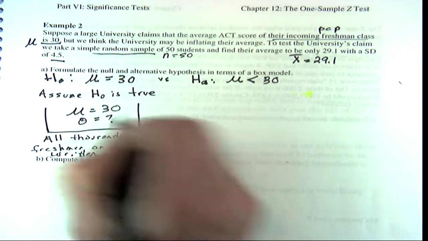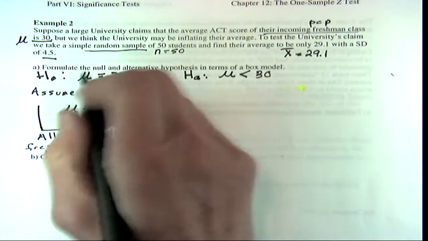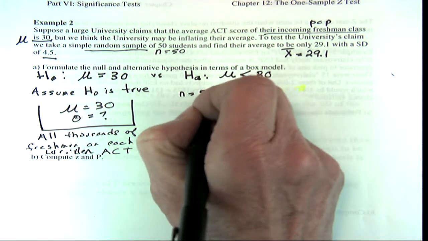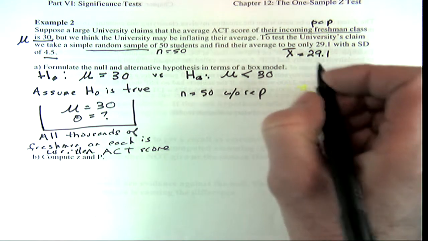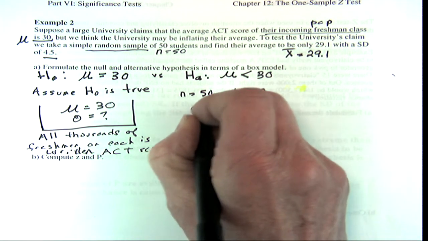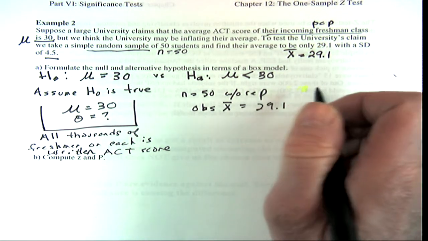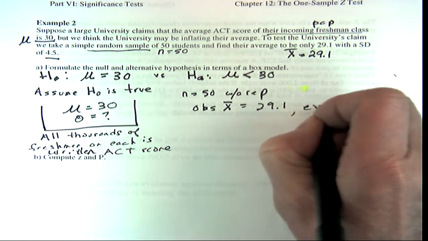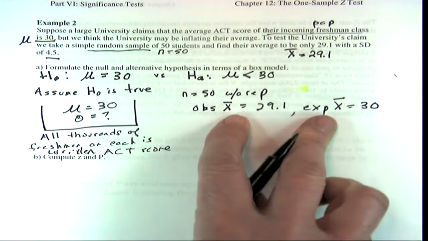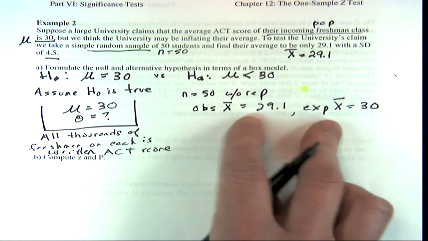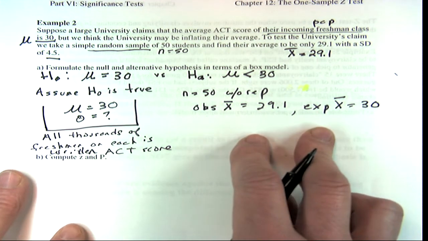Now we're going to compute. So what are we doing from here? We draw from here. N is equal to 50, and it's always without replacement, right? And what do we observe? We get an observed X bar of 29.1, and we have an expected X bar of 30. So we have that difference there.